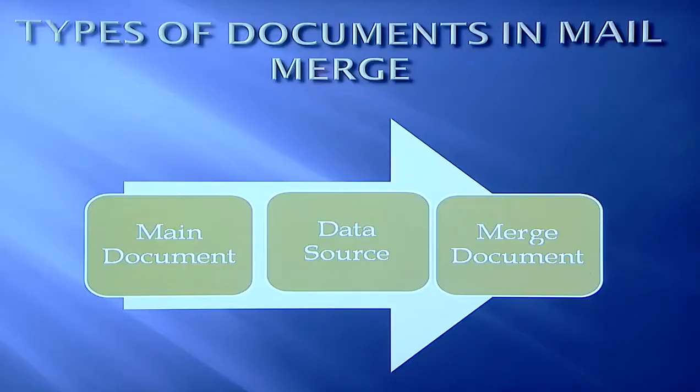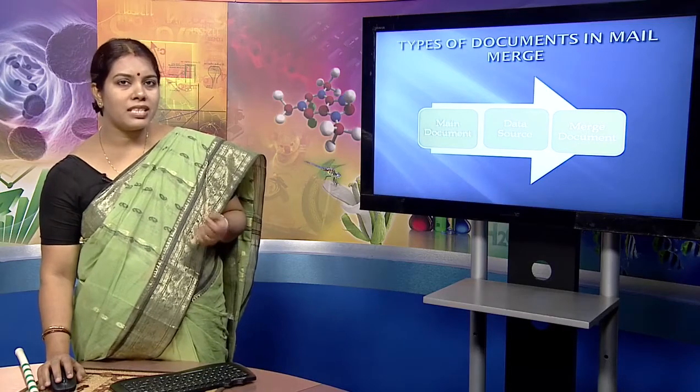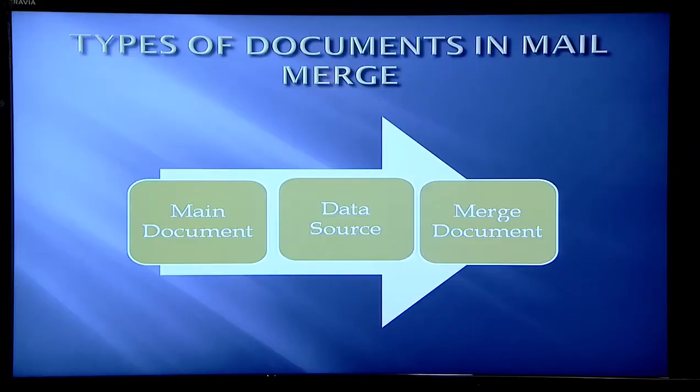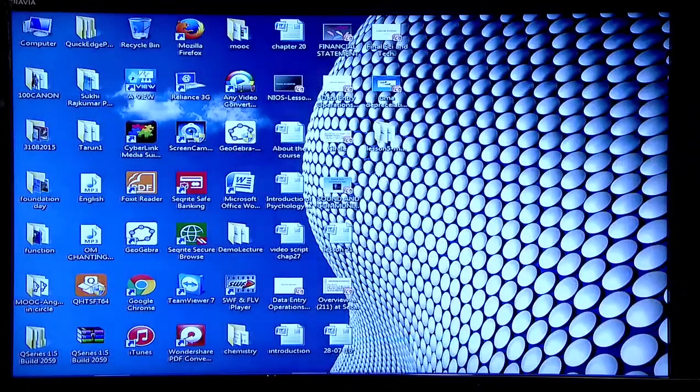So, we are ready. Let us say I have got a main document, I have an idea of the data source, and I want to create a merge document. As I told you, we want to create a customized letter, let's say for 1000 students. So how do we proceed? Let's see a demo for it. How do we create a letter, and how do we customize it? How do we link it with the data source?